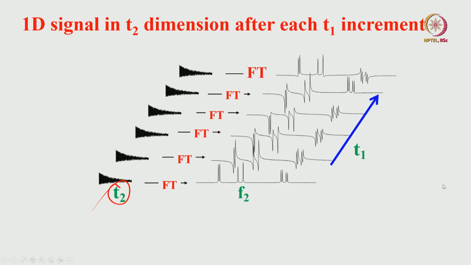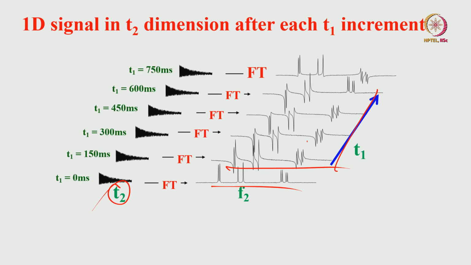I keep this constant, collect the signal. Now increment the T1, collect the signal in T2, do the Fourier transformation. There are some phase distortions. Increment, do the Fourier transformation like this. Different T1 periods, I collect the signal. This is always kept constant, but here you see the phase is getting changed. Different T1 periods, started with 0 millisecond, kept on increasing the delay, and every time you see the phases are changing.